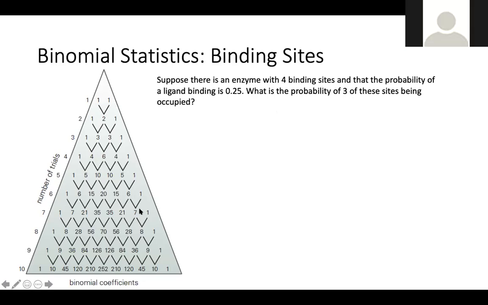So would the multiplicity be, according to Pascal's triangle, 4? Right, it would be 4.